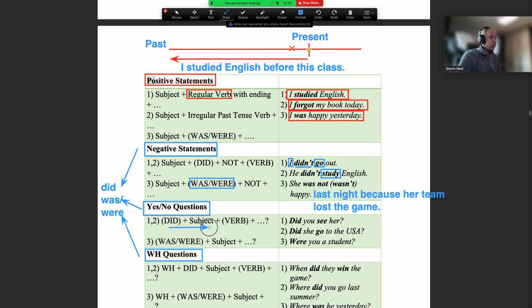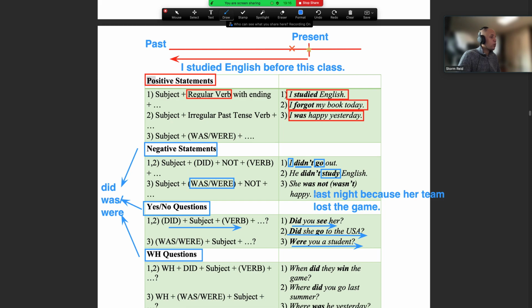So did she go? All right. Did you play? Did I enjoy? Right? Whatever it is. Okay. So did you see her? Did she go to the USA? And here 비동사, were you a student? Okay, nice and easy. And then WH question, guys.